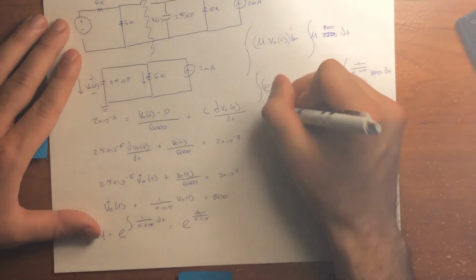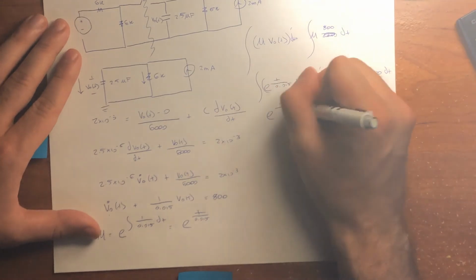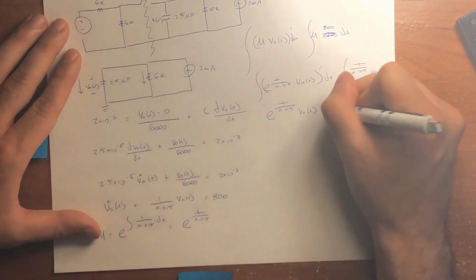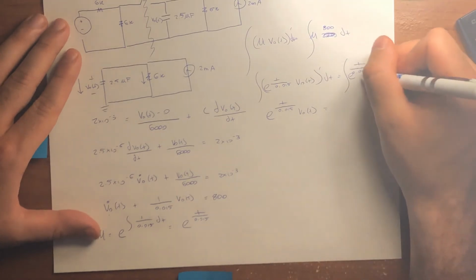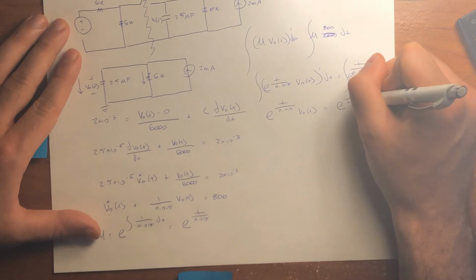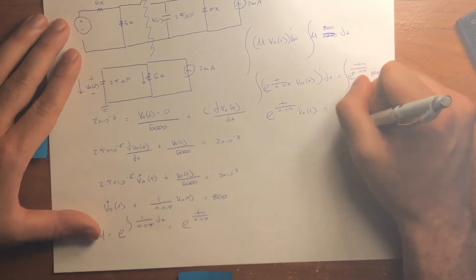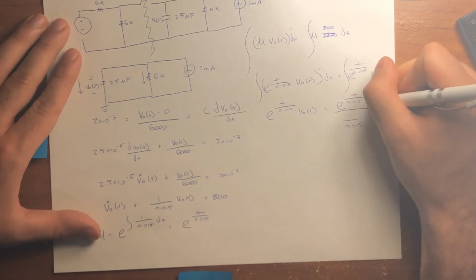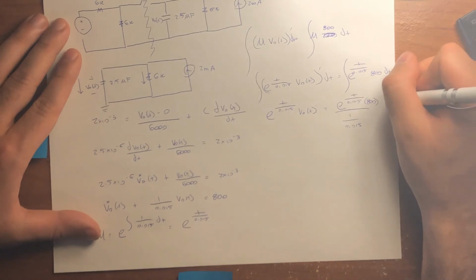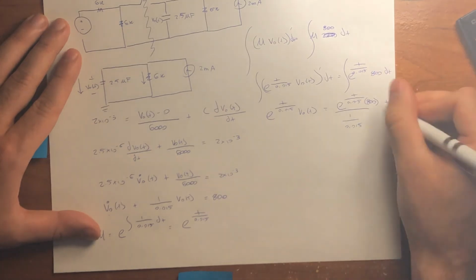So we integrate both sides, and we end up with e^(t/0.015) V0(t) equal to, now the integral of this is just 1 divided by 0.015, so we have e^(t/0.015) divided by 1/0.015, times 800, plus C. C is just the constant.